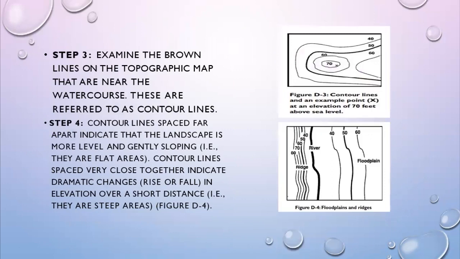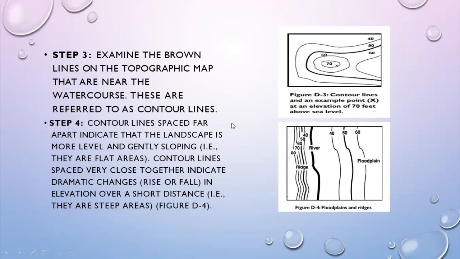Third is examine the brown lines on the topographic map that are near the water course. These are referred to as the contour lines. So here you have the contour lines and an example point X at an elevation of 70 feet above sea level. So basically, the contour line is a line drawn on a topographic map to indicate ground elevation or depression.